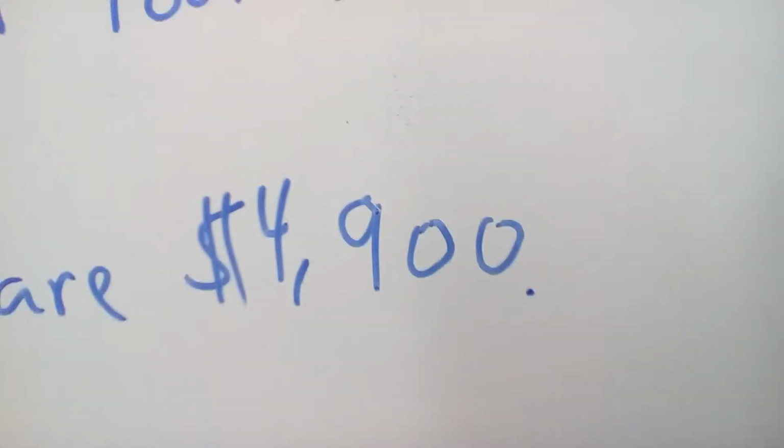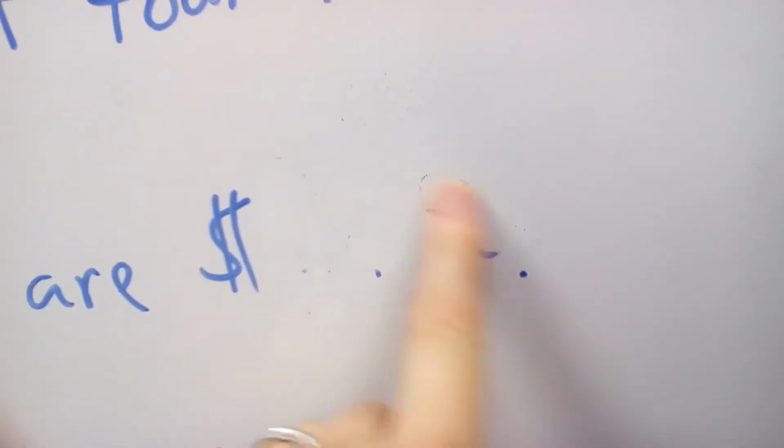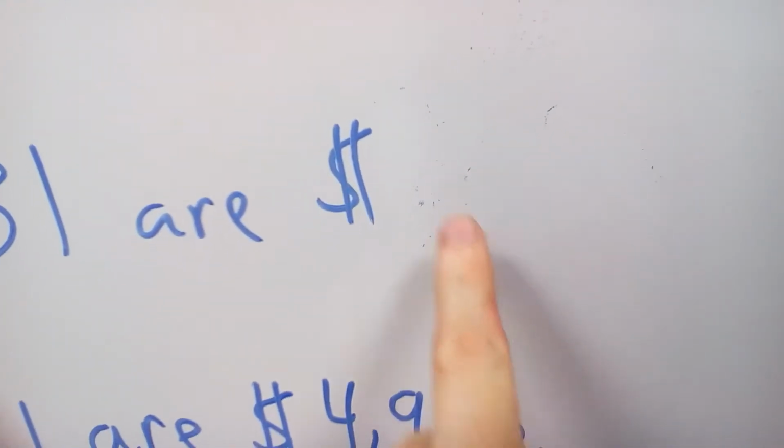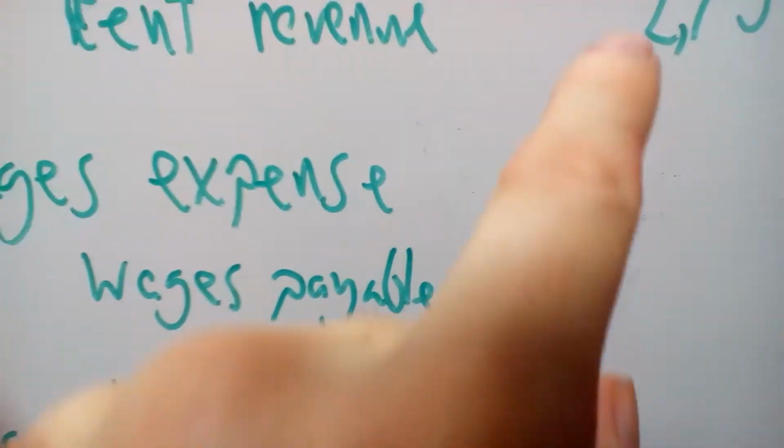On the wages one, the real amount was $2,500. So just pretend that was $2,500, and that's what would have been here on the wages.